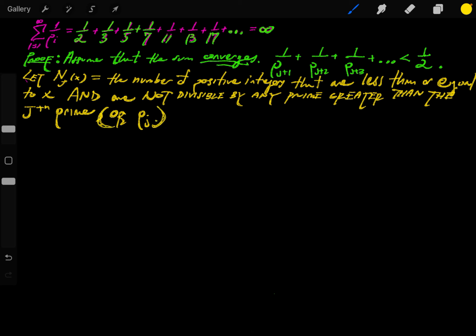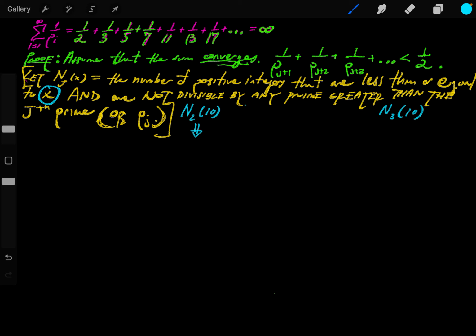Okay, getting a feel for what this function actually is takes some time, which is why I'm actually going to do an example. So let's do an example. Let's take two examples. Let's say I said N sub 2 of 10 and N sub 3 of 10. What is this equal to by my definition? Let's fill in the particulars. The number of positive integers that are less than or equal to 10, x is 10 in this case, and are not divisible by any prime greater than the second prime, or in this case, 3, because 3 is the second prime.